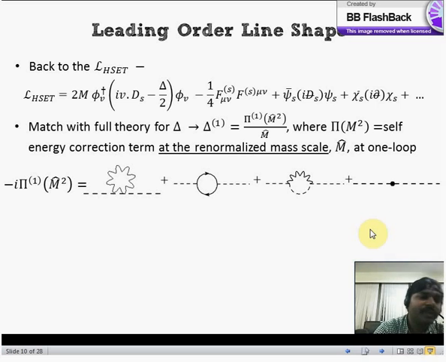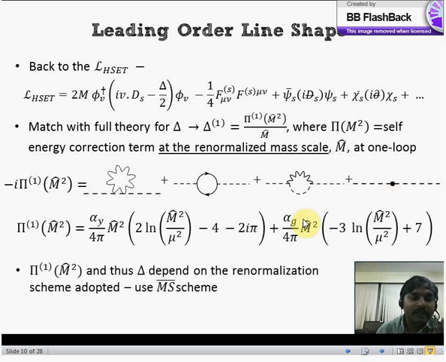So we started off trying to calculate the leading order line shape, and the first step in the calculation is to get this coefficient delta. That coefficient delta can be found by matching to the full theory. If you match with the full theory, you have this self-energy correction term, which is pi, given by pi at the pole mass. When you calculate that, you have these kinds of diagrams where the photon and the fermion form a loop over here, and this is the counter term.